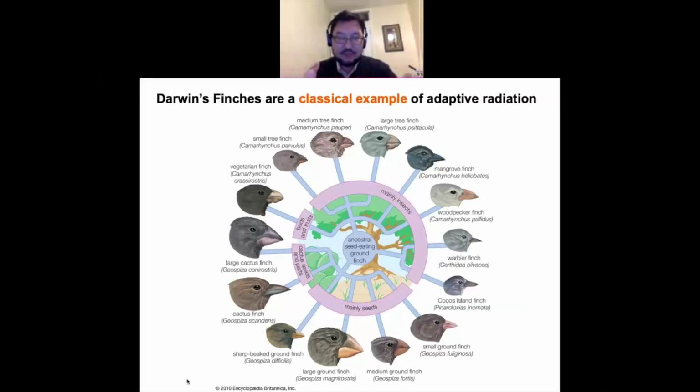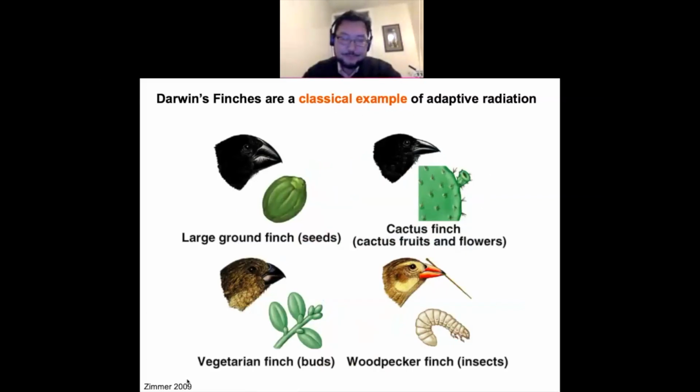So some of these birds have elongated bills for drinking nectar from flowers. Others have very robust bills for cracking seeds, yet others have pointed bills for catching small insects, and so forth. Every single species here has a distinct diet, which is matched by distinct bill shape. So shown here are some of the examples.